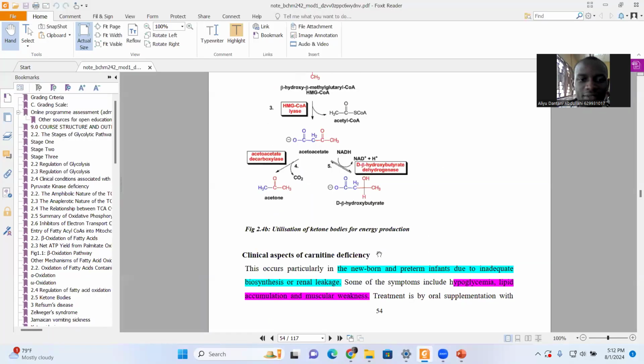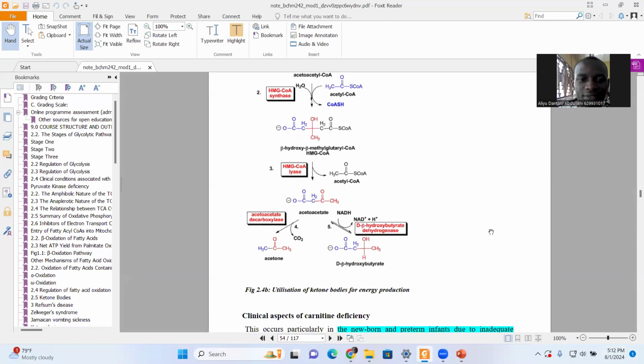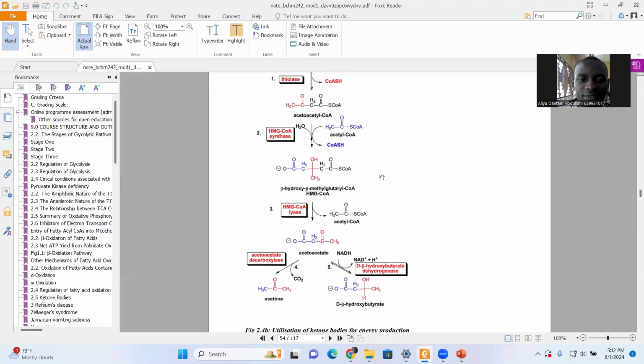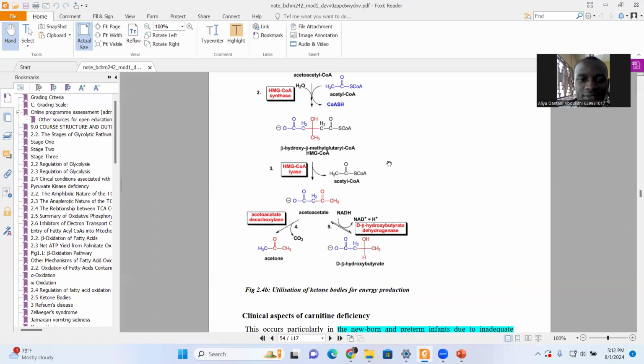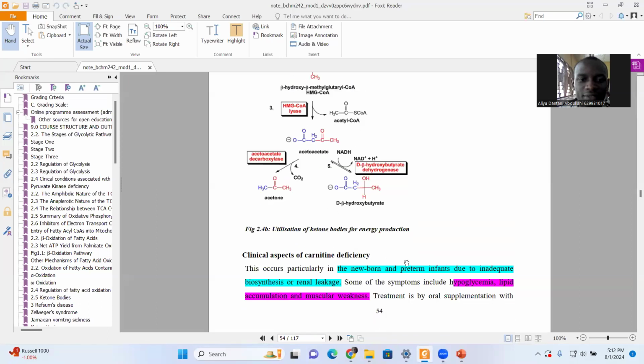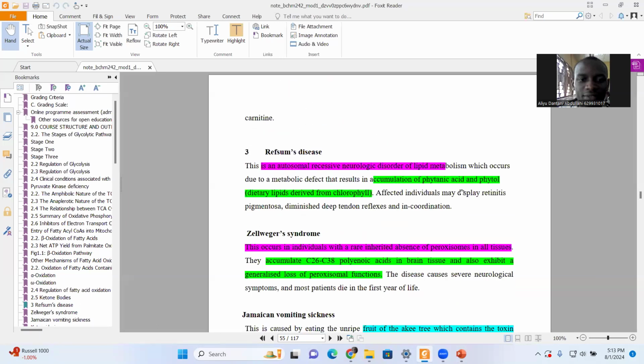Now, this is what I've presented in the slide. If you juxtapose what I presented with what you have here, you have a better understanding of what we are talking about. Now, some of the clinical aspects of carnitine deficiency: this occurs particularly in newborn and preterm infants due to inadequate biosynthesis of or renal leakage. That's carnitine, right? The symptoms of carnitine deficiency include hypoglycemia, lipid accumulation, muscular weakness. Treatment is by oral supplementation with carnitine, basically. And what does carnitine do? You can answer that, right?